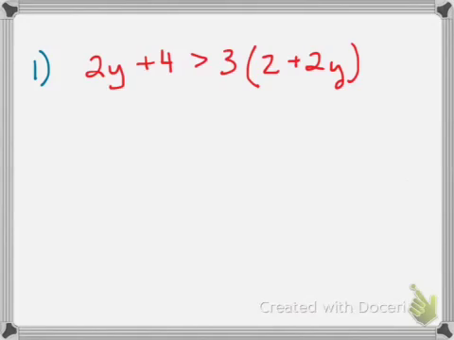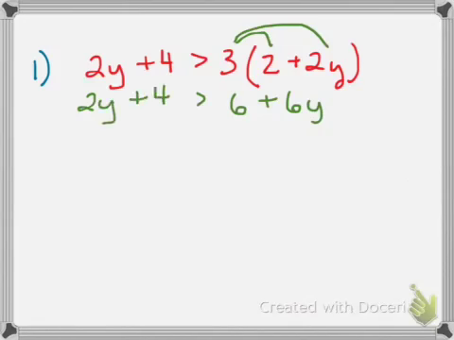So let's see how you did with number 1. So the first thing I want to do, remember, is distribute if I have to. So here I can see that I have to distribute because I see the parentheses. So I know that 3 times 2 is 6, and then 3 times 2y I know is 6y, so positive 6y, 6 plus 6y. Then I'll bring down the rest of my inequality.